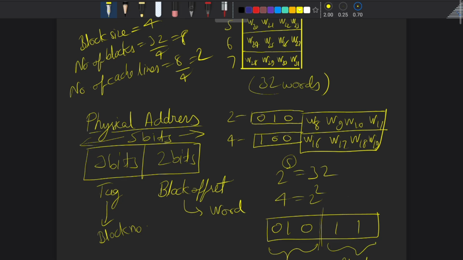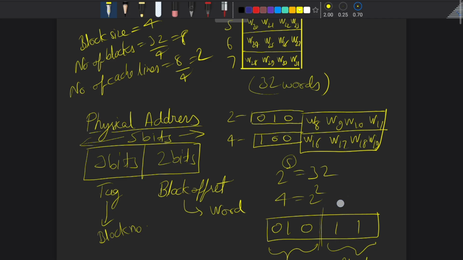So now we will have to look for this tag bit one by one in each cache line. Yes, in associative mapping, there is no fixed location for blocks. So when the CPU searches for data, the tag is compared with all cache tags simultaneously. That's why it requires content addressable memory.